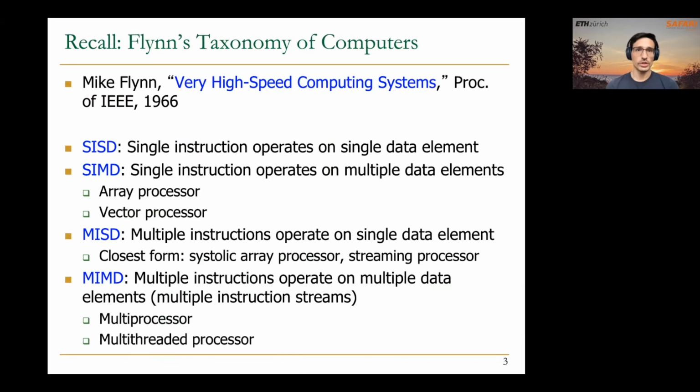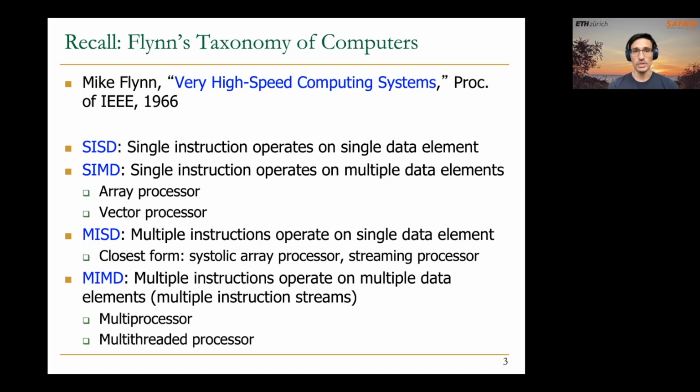Remember that these computing devices can be classified following Flynn's taxonomy of computers. There are 4 main classes: SISD, where a single instruction operates on a single data element, and the best example is a sequential processor. We have SIMD, where a single instruction operates on multiple data elements. Today we are going to talk in a little bit of detail about two paradigms in SIMD processing: array processors and vector processors.